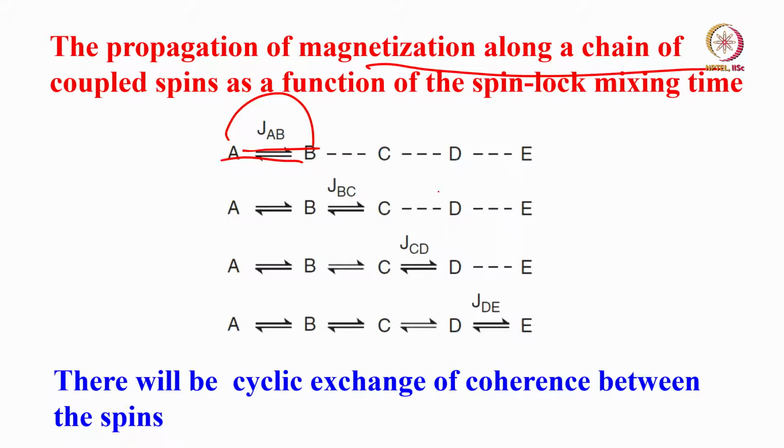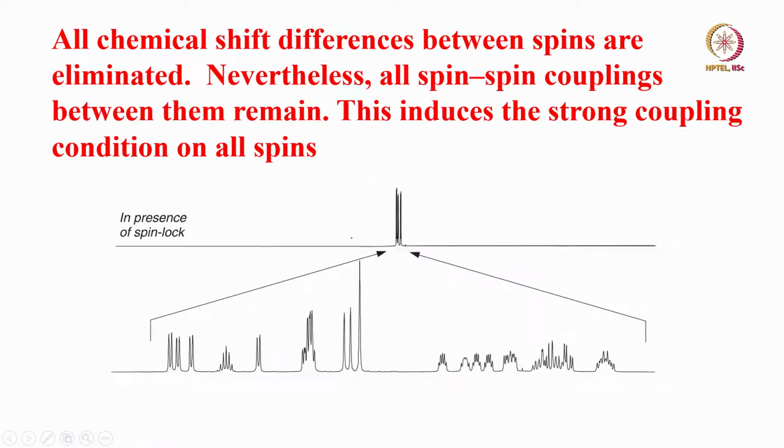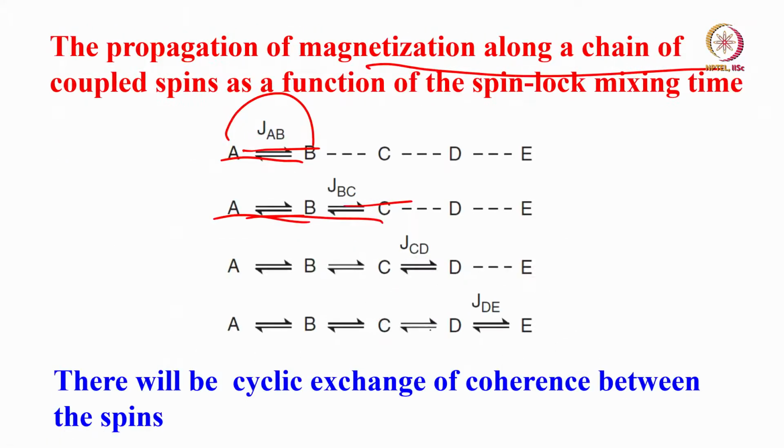As the mixing time becomes longer, A goes to B and comes back. Similarly B to C, and it will come back. You keep extending like C to D, D to E like that. In each step there is a forward exchange of magnetization, and backward it gives and also takes back. So there is a cyclic exchange of coherence between the spins.